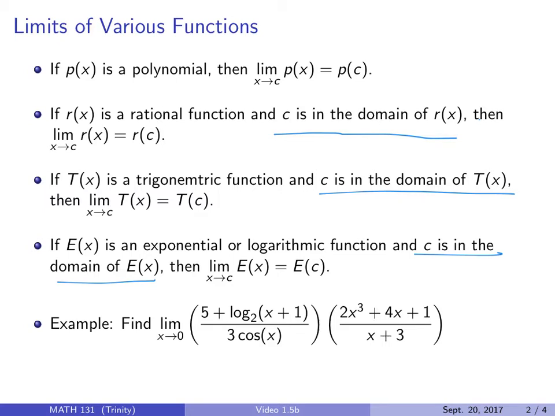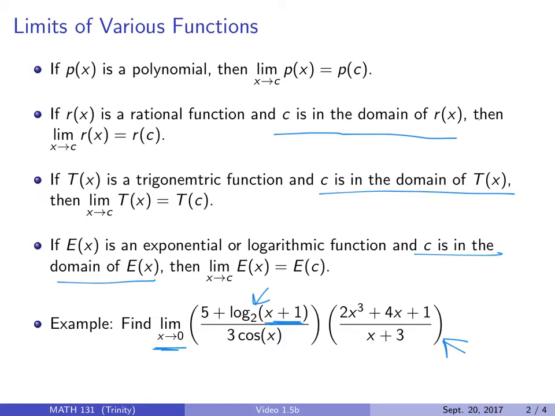So let's look at this example. I want to find the limit as x approaches 0 of 5 plus the log base 2 of x plus 1, over 3 cosine of x, times 2x cubed plus 4x plus 1 over x plus 3. First, we need to see if x equals 0 is in the domain of these various functions. So for the log base 2 of x plus 1, logarithms have a domain of x is greater than 0, but since I'm adding 1 into this function, then we're okay to do the limit as x approaches 0.